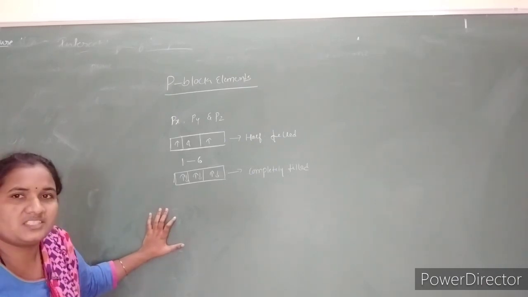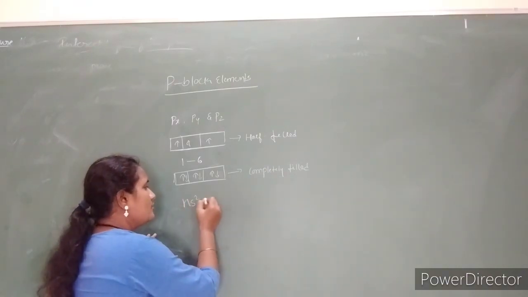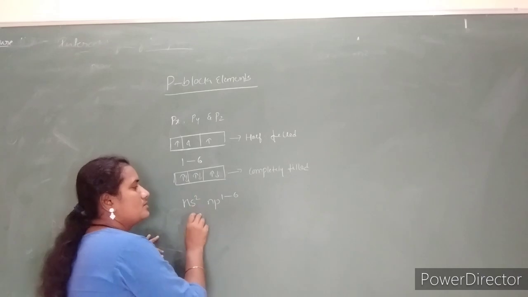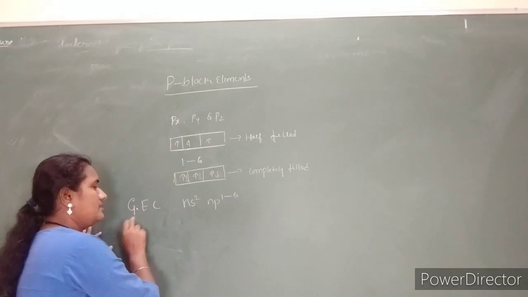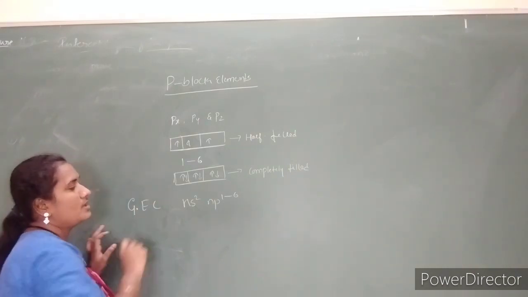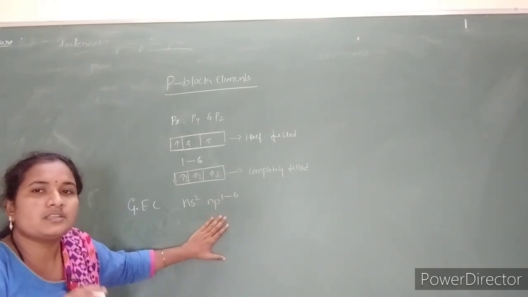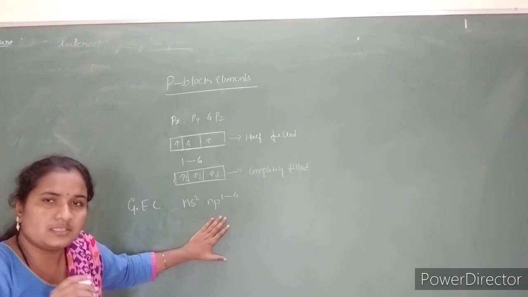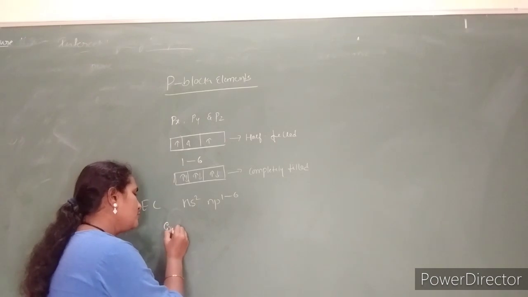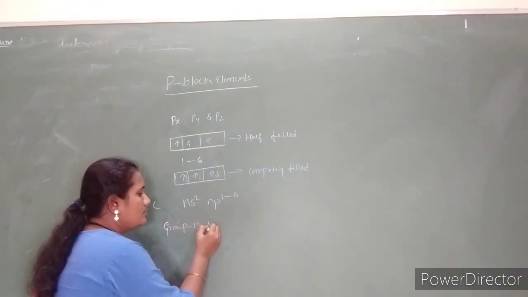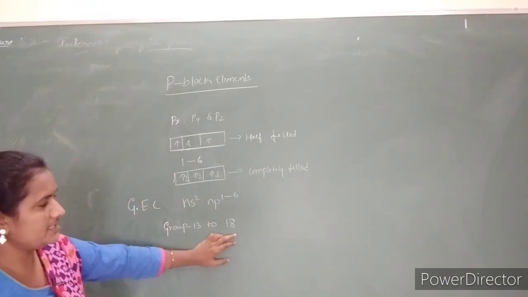The general electronic configuration, GEC, of P block elements is written as ns2 np raised to 1 to 6. The P block elements in the periodic table start from group 13 and end with group 18.